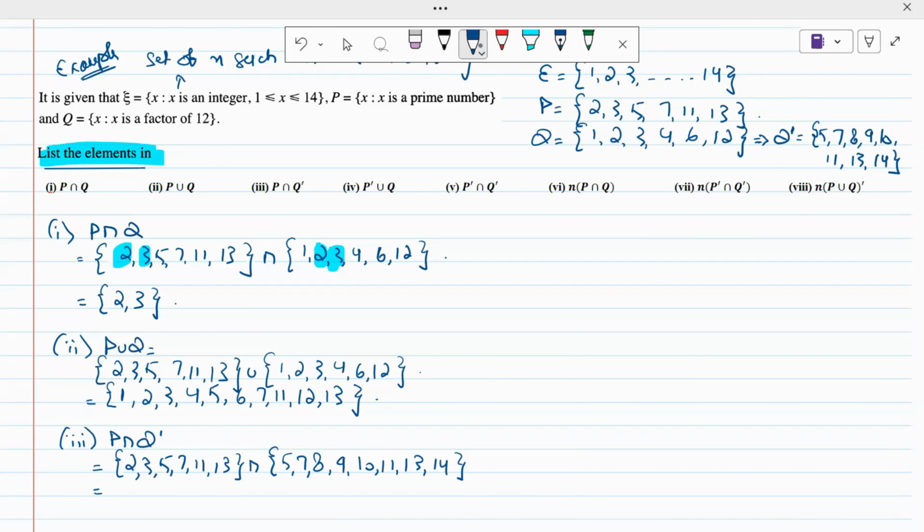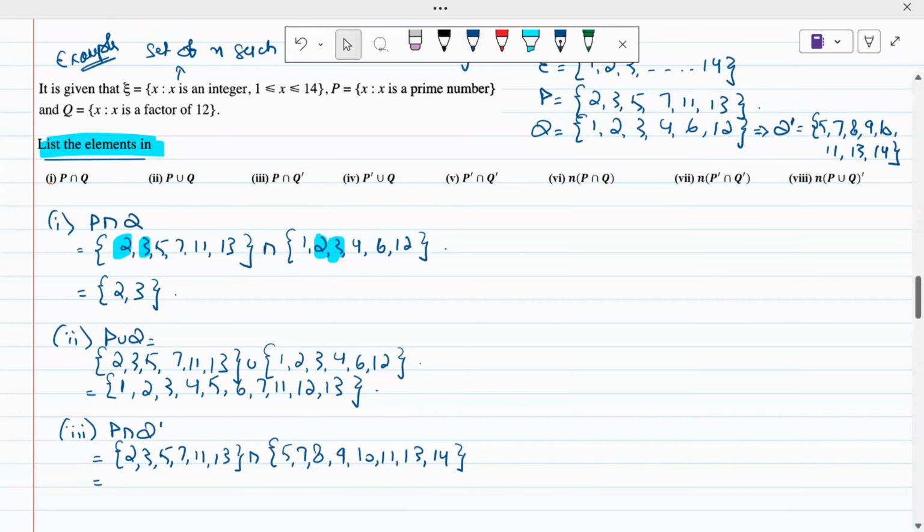Finally, I have to pick the common elements here. Common elements for P intersection Q complement. The common ones are 5, 7, and 11, 13. So 5, 7, 11, 13.